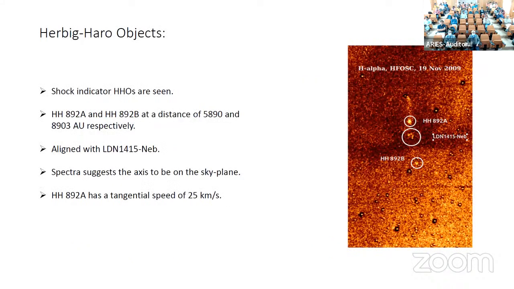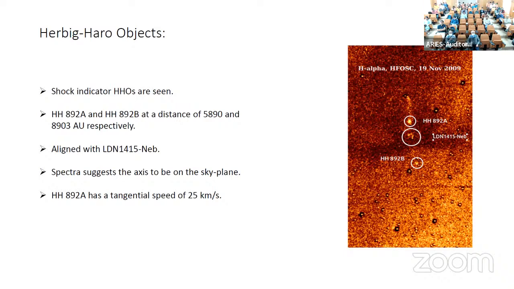Again, at last, I would like to present this Herbig-Haro object, because this was the initial point for the discovery of that nebula. So clearly, the two Herbig-Haro objects were seen, HH 892A and HH 892B, and they are aligned with this portion of the nebula, where we are expecting the source to be there.